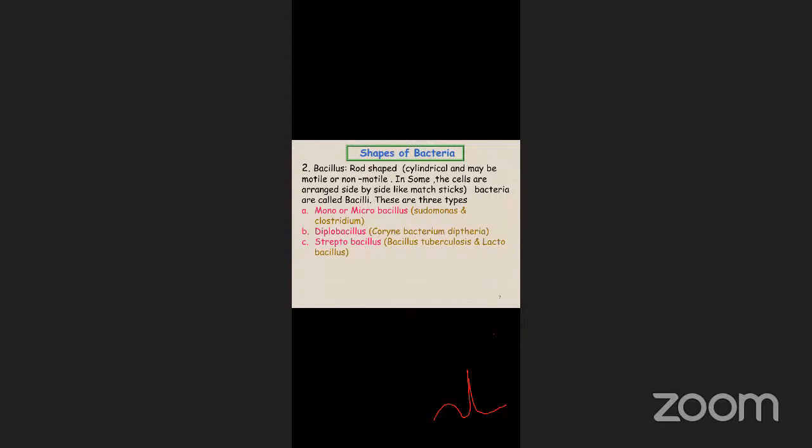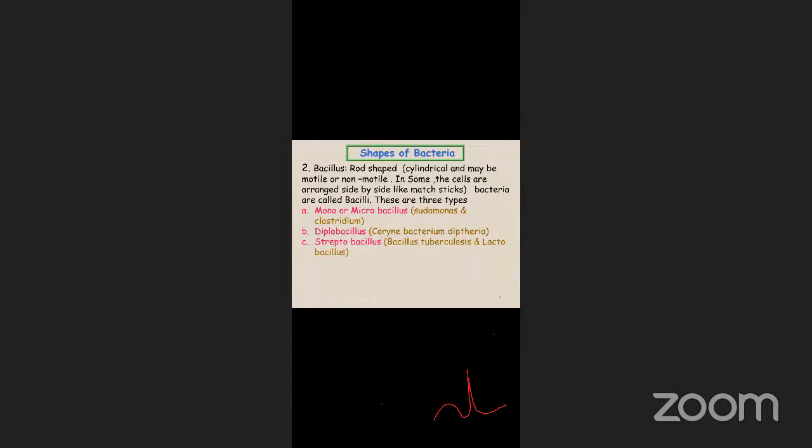Next, the second type. Bacteria are generally of three types according to shape. First one is coccus, okay. Second one is bacillus. Third one is spiral or helical. So we will discuss bacillus first.